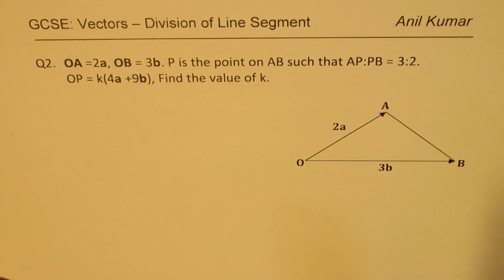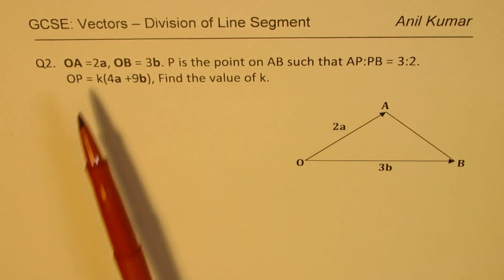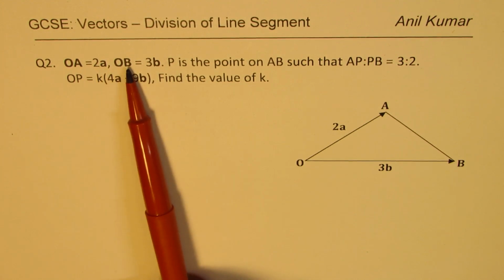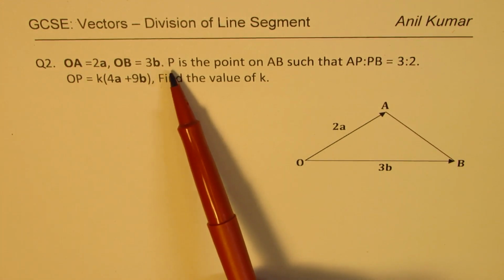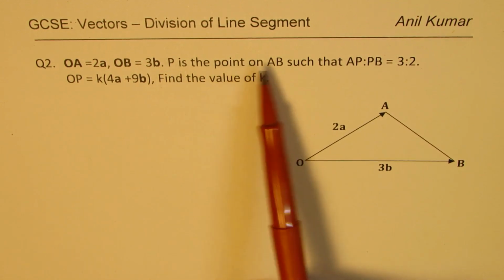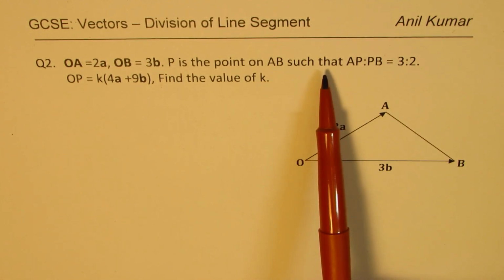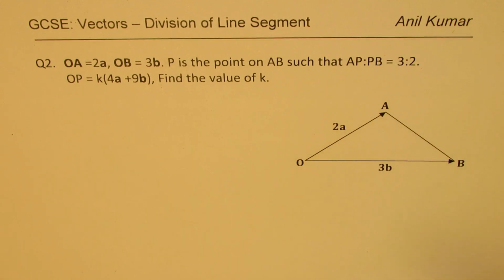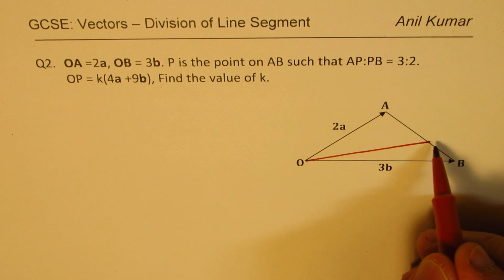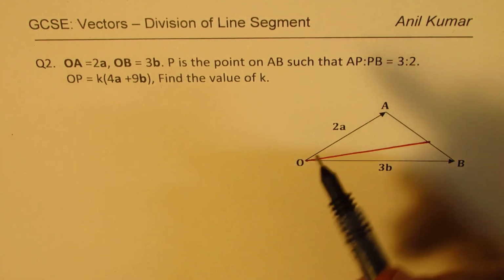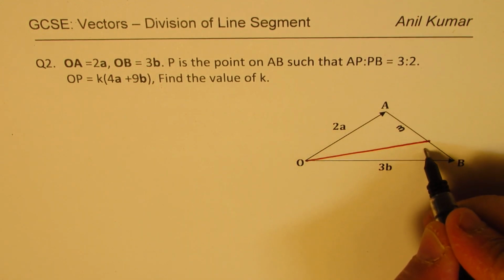Now in this particular case, we are given the vector OA as 2 times A, vector OB as 3 times B, and then we have a point P. So P is a point on A to B such that AP to PB is 3:2. So this time the point is towards this area, 3:2. So that is how it is. Let's write 3 here and 2 here.